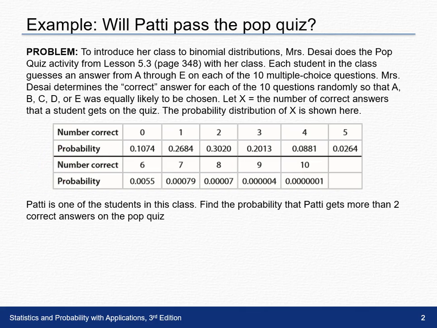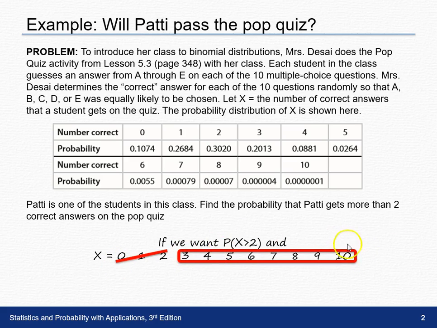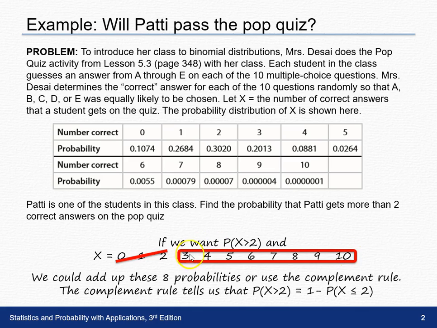Patty's one of the students in the class, and we want to find the probability that Patty gets more than 2 correct answers. So we're talking about her getting more than 2, and X can be the number that she gets correct, anywhere from 0 up to 10, then what we want is to look at the probability of 3 through 10. So one way we can do this is by adding up these 8 probabilities, 3 through 10.